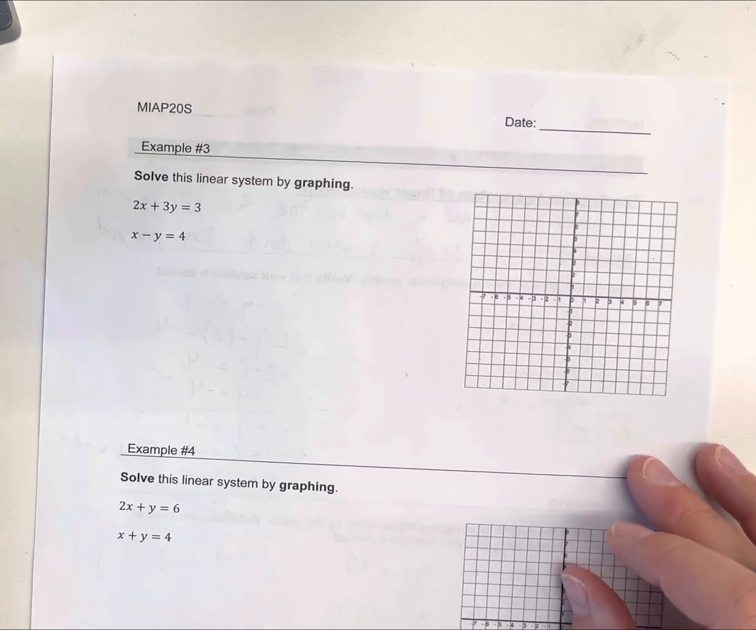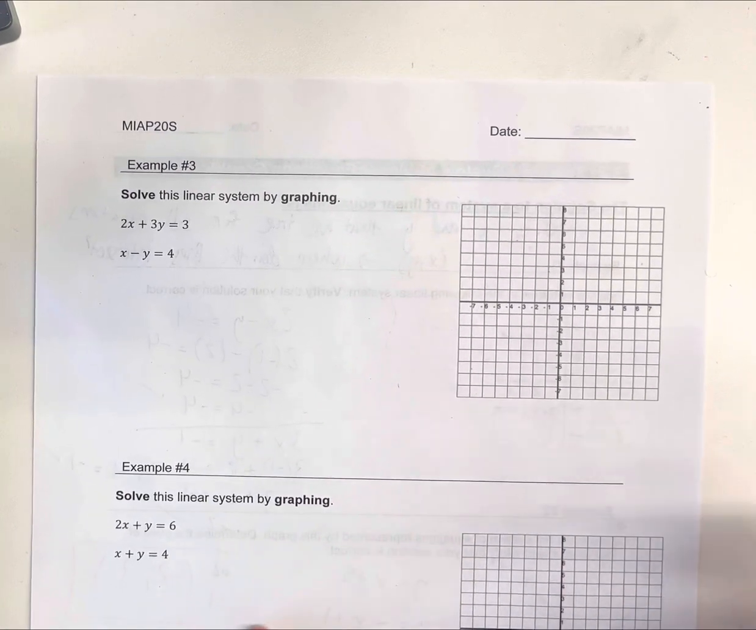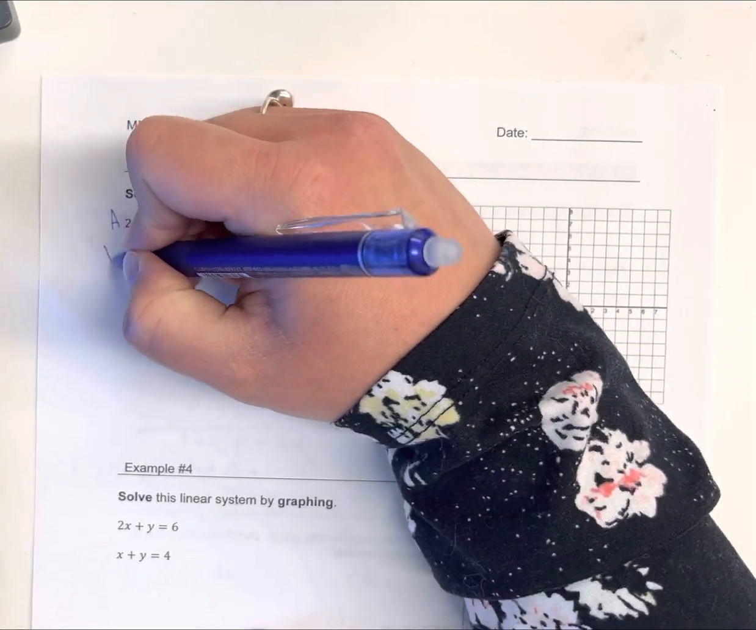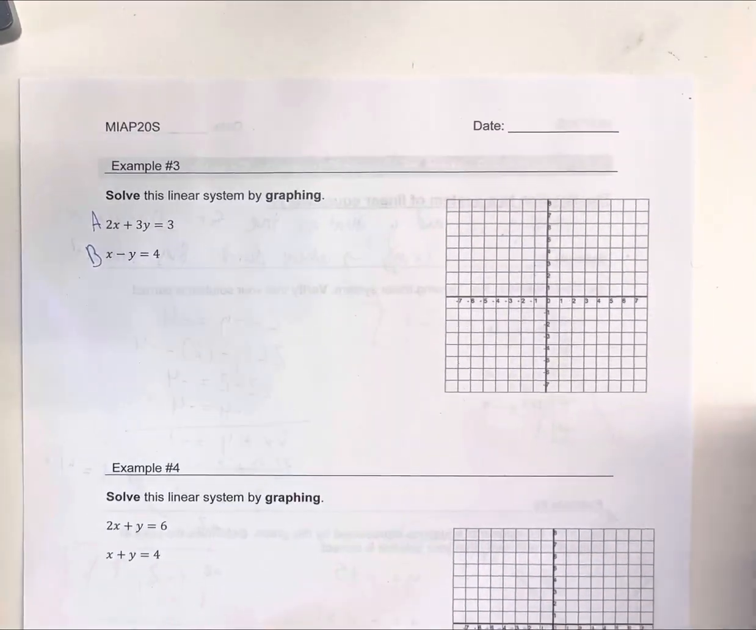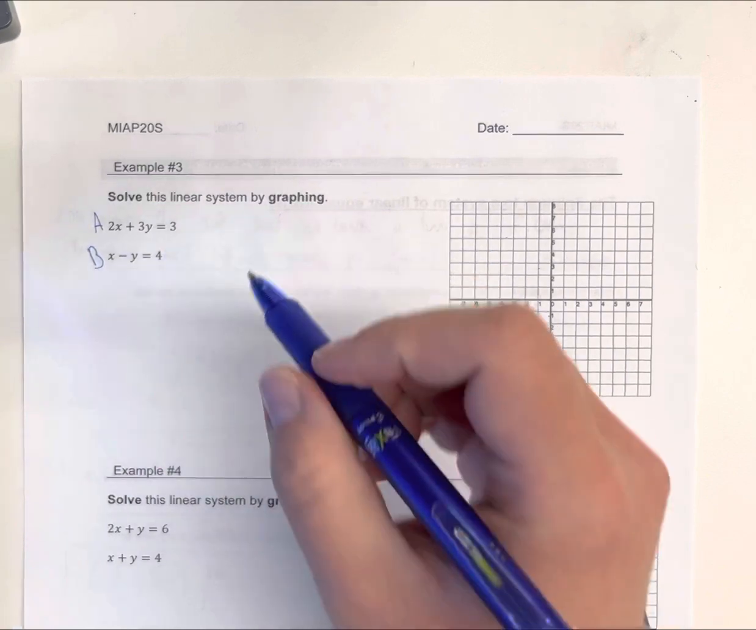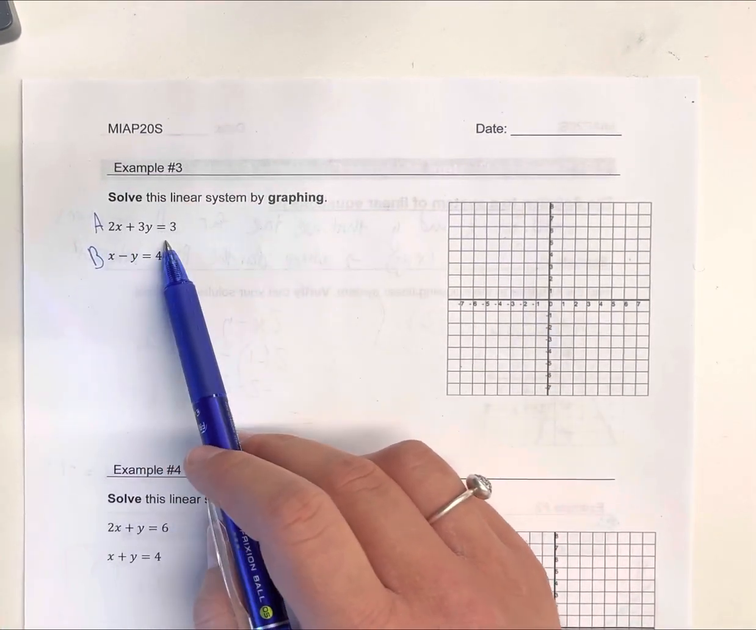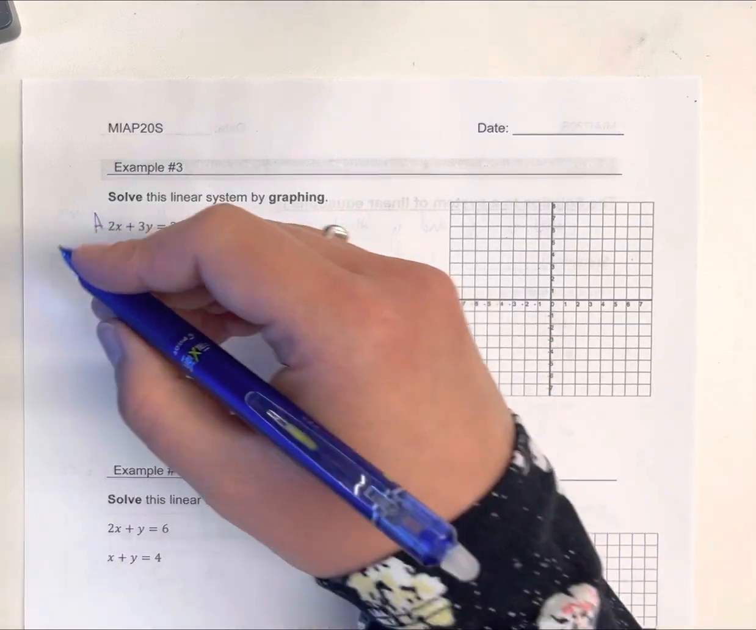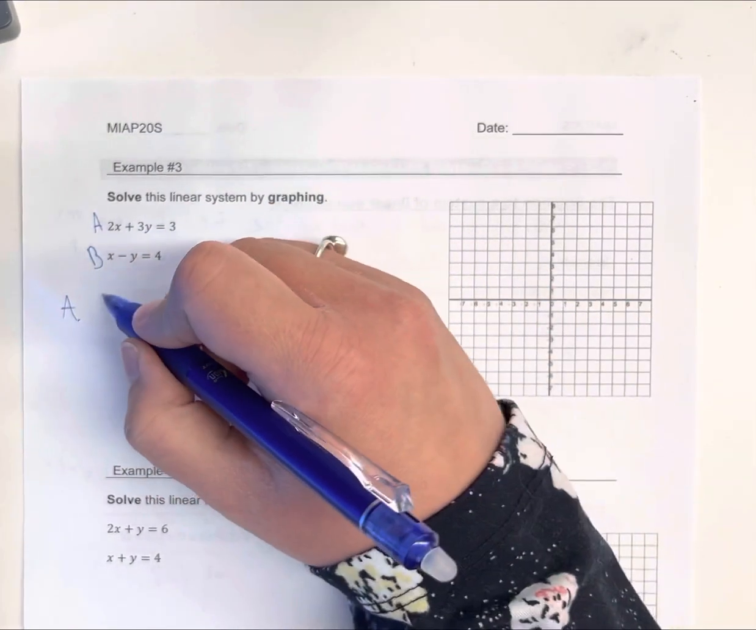Solve this linear system by graphing. So this time we are not given a graph, we have to graph it. I'm going to call this equation A and equation B, just again so I can label things. This is called standard form, and standard form is not really that easy to graph from. So personally, I'm going to change this to slope-intercept form, because I like that one the best.